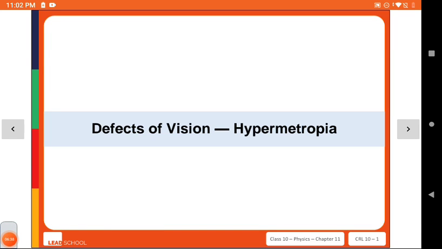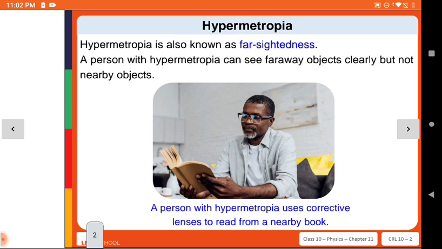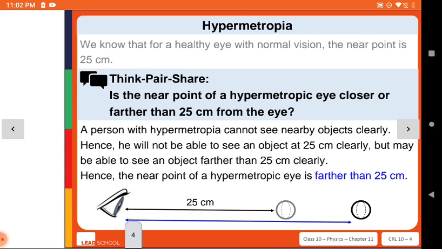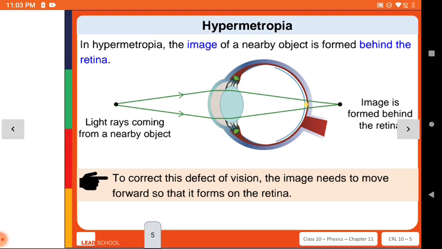Similarly, another defect of vision is hypermetropia. Hypermetropia is farsightedness. A person with hypermetropia can see far away objects clearly but not nearby objects. We know that the nearest point of normal human vision is 25 centimeter, but sometimes the human eye cannot see clearly within 25 centimeter. So what is the reason?